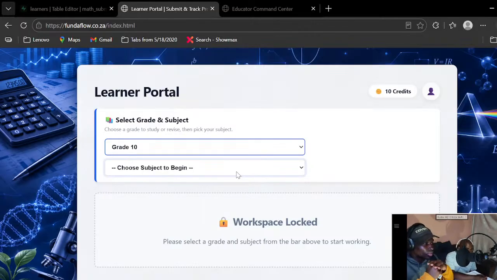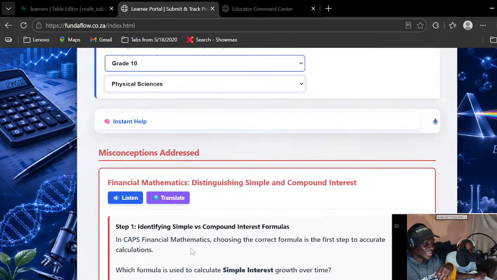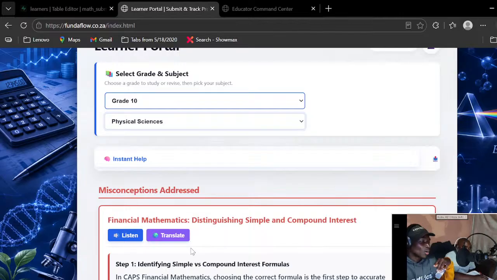Then you choose grade 10, and then you go with the subject. Always on a daily dose of mathematics, we go with maths. But I had someone saying he wants to add physics, so yes, you can add physics. Let's just show them using physics. I'm trying my credits, so let me just use physics, with Mr. sponsoring me on this one. Okay, so it's physics.